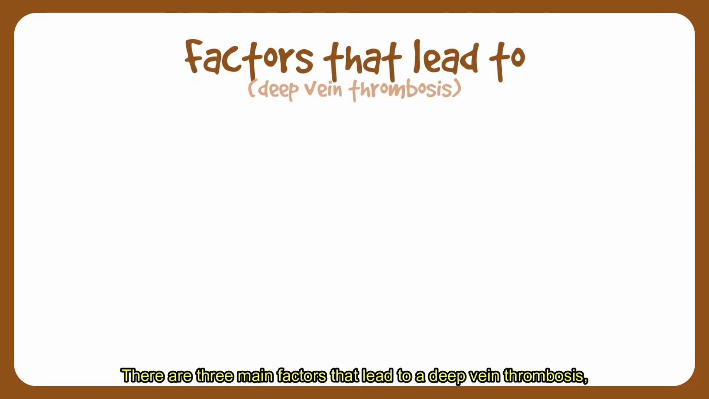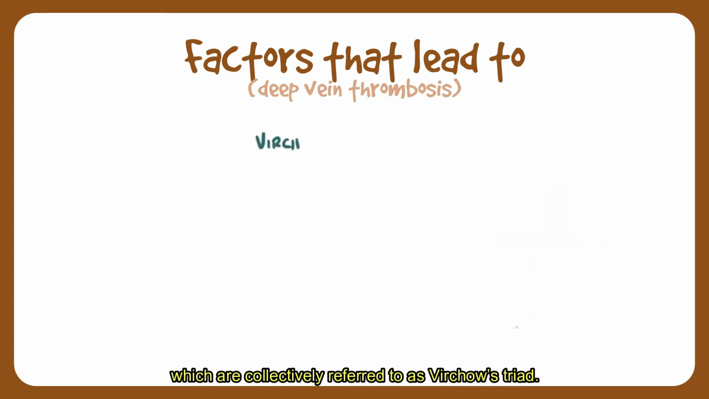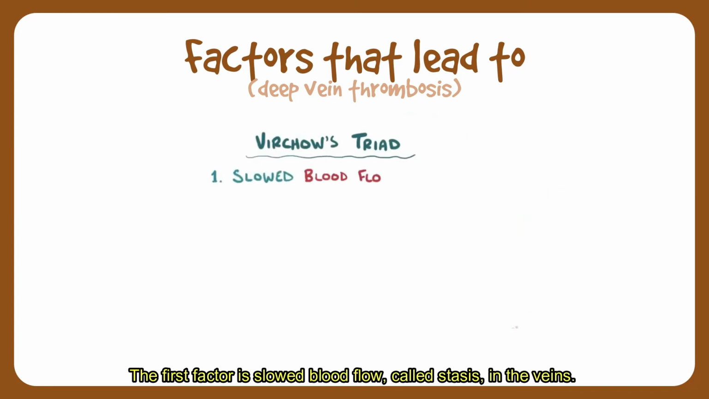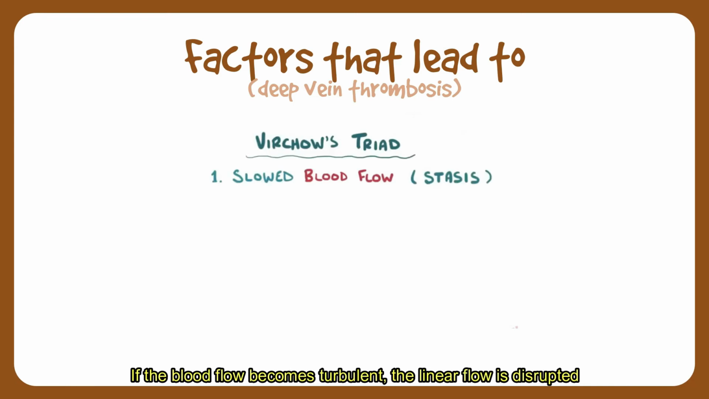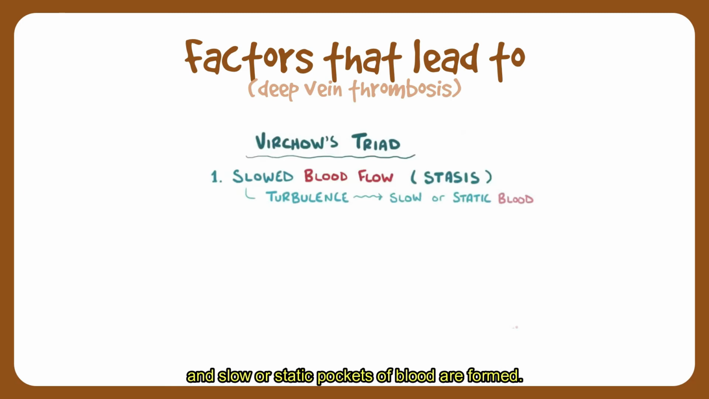There are three main factors that lead to a deep vein thrombosis, which are collectively referred to as Virchow's triad. The first factor is slowed blood flow, called stasis, in the veins. Typically, blood flows in a continuous smooth stream in the blood vessels. If the blood flow becomes turbulent, the linear flow is disrupted, and slow or static pockets of blood are formed.